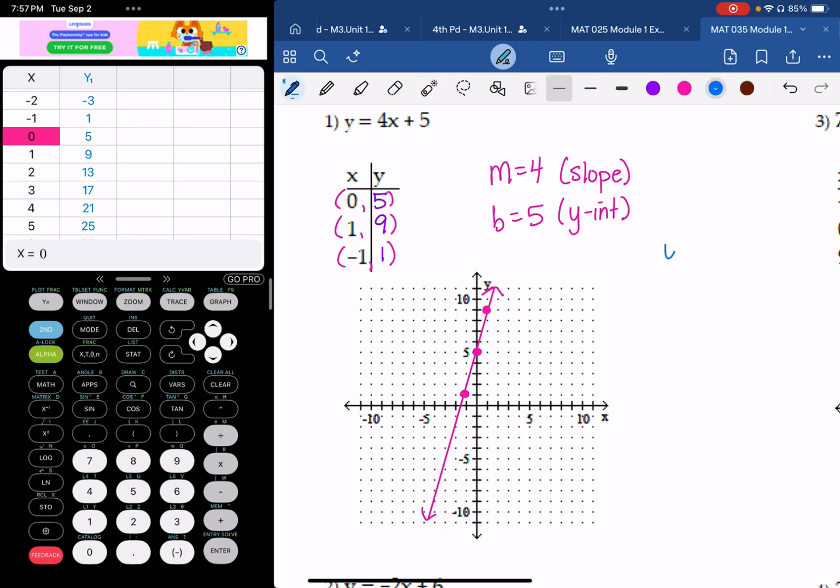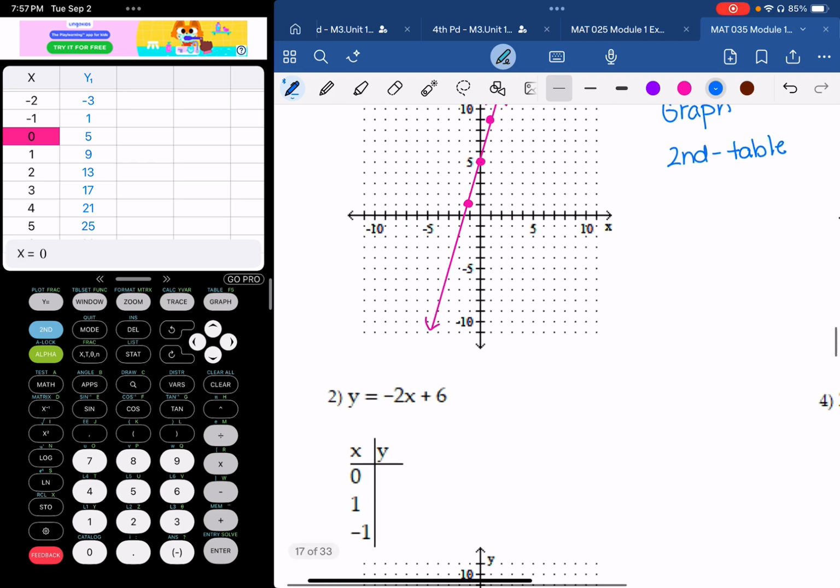So we did y equals, and we put our function in, right, into y1. And then we did graph to see our actual graph. And then if you do second graph, that'll take you to your table. So second and then table. And you can see above graph in blue, it says table. All right, let's look at another one.